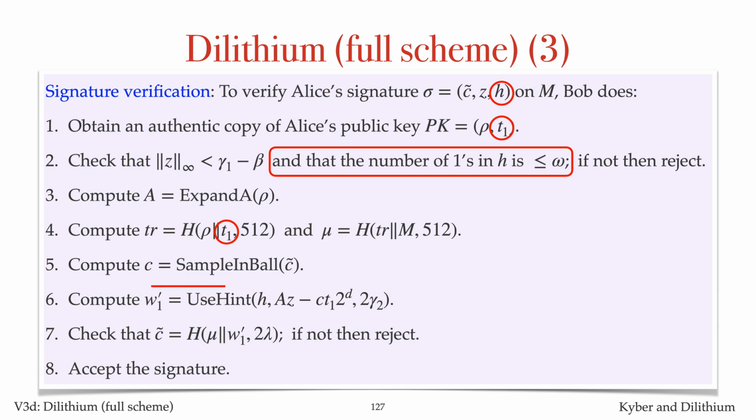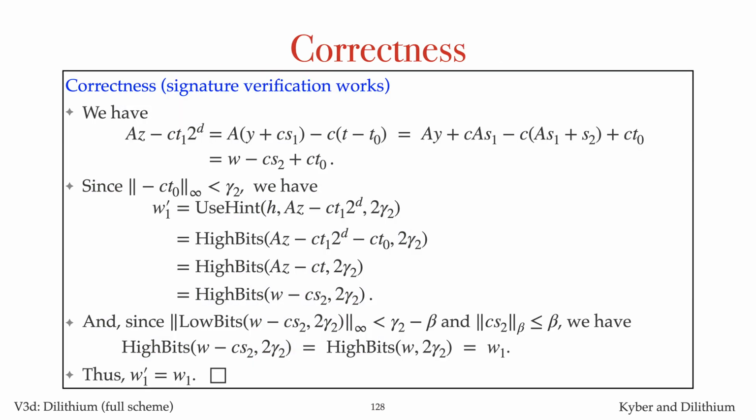Finally, in step 6, he computes the commitment w1 prime by first computing Az minus ct1 times 2 to the d, and then uses the hint bits to compute the high bits of Az minus ct without knowledge of t0. I'll let you check for yourself that signature verification works. The argument is essentially the same as the one presented in slide 104, but now incorporates the hint bits.